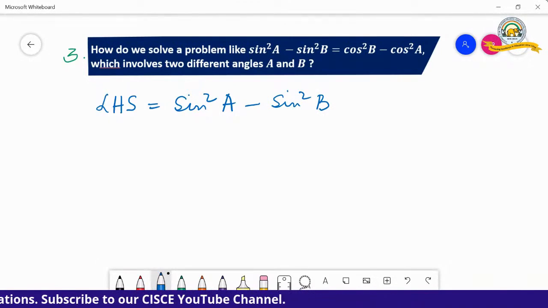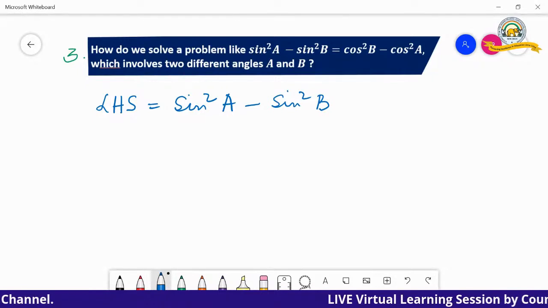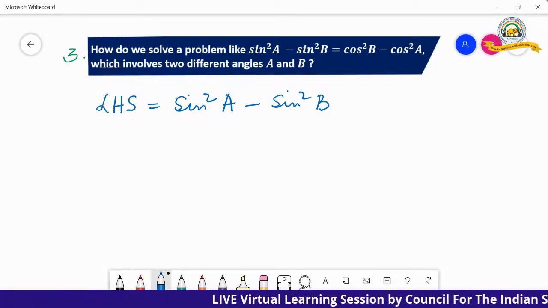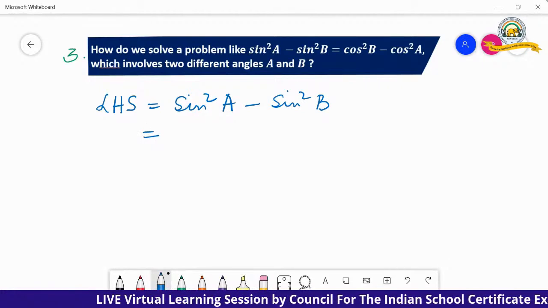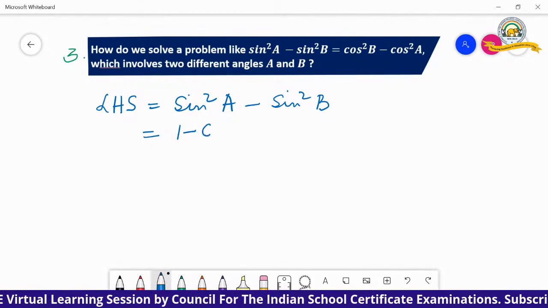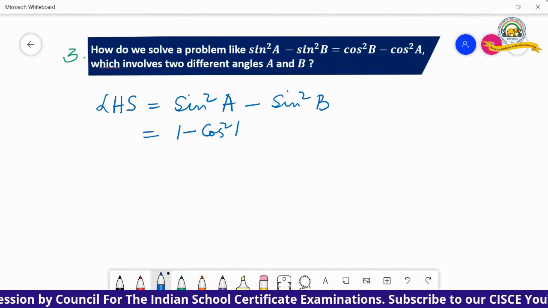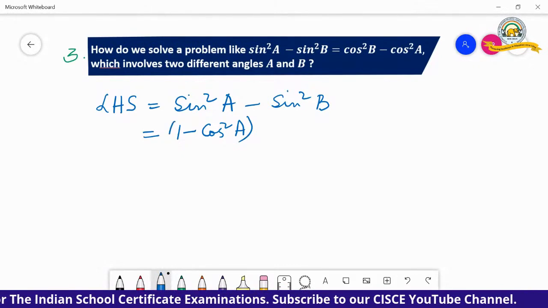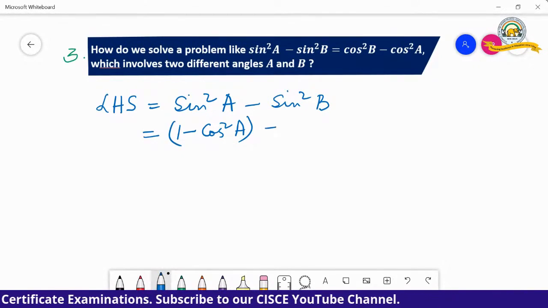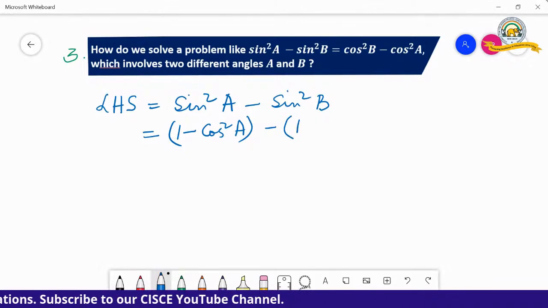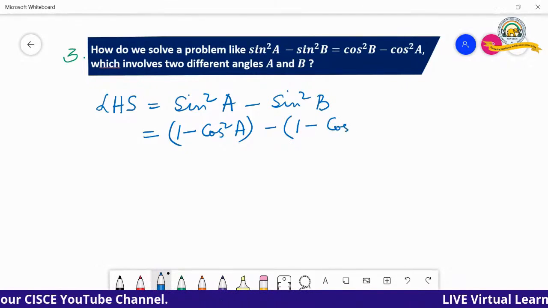So we have got two different ones here. Nothing can be taken common, but keep looking at your right hand side. I need it in terms of cos. So let us write this sine square a. I can write it as 1 minus cos square a, and minus sine square b. I can write it as 1 minus cos square b.